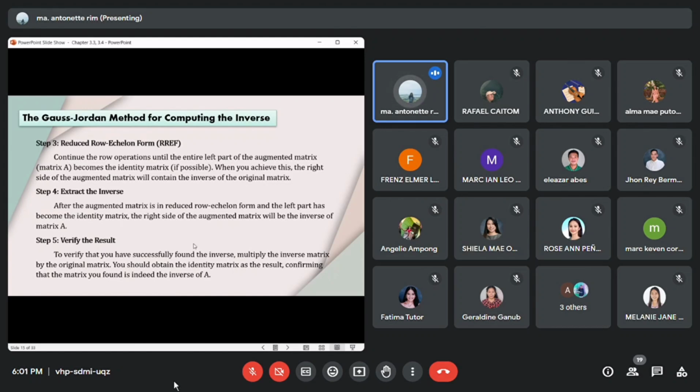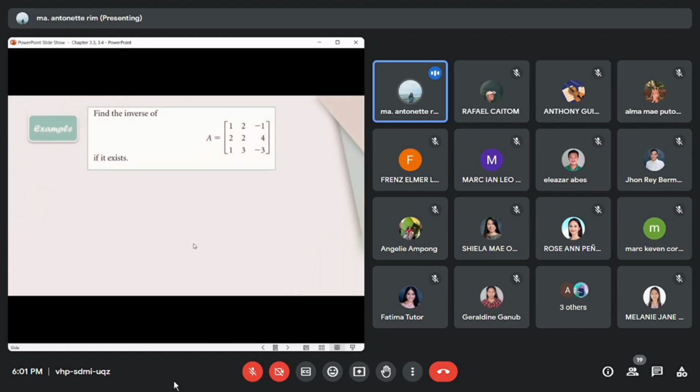So, let's try this example. Find the inverse of this 3 by 3 matrix A: 1, 2, negative 1, 2, 2, 4, 1, 3, and negative 3, if it exists. By the way, the formula from earlier can only be applied if the matrix is a 2 by 2 matrix. If there are more rows and columns, we should use this method.